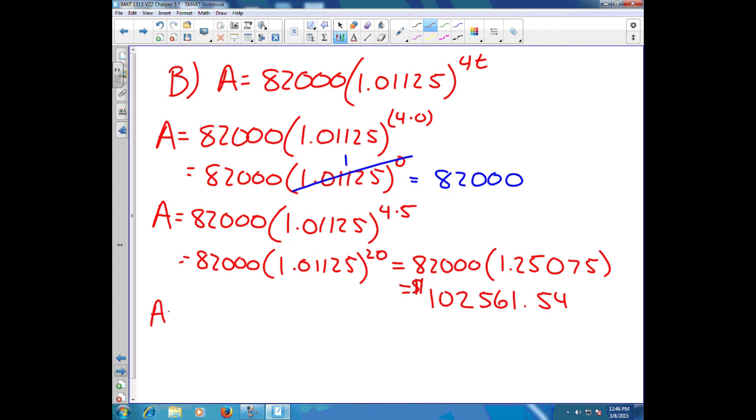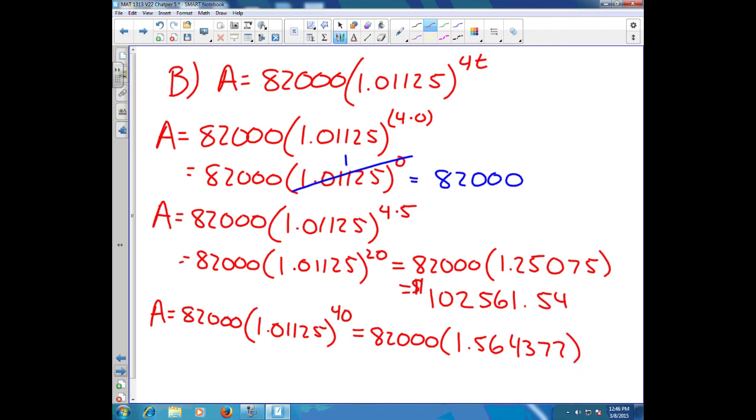And finally, we would do the same thing for 10 years. When we multiply the exponents this time, we would get 4 times 10, which would give us 40, which is 82,000 times 1.564377. So after 10 years, you would have $128,278.90.